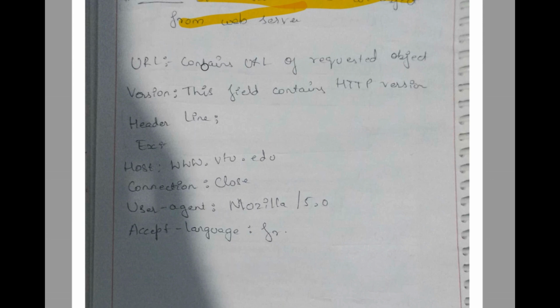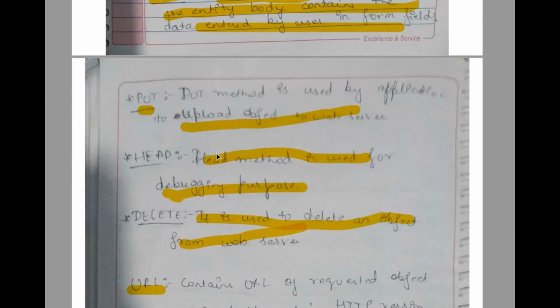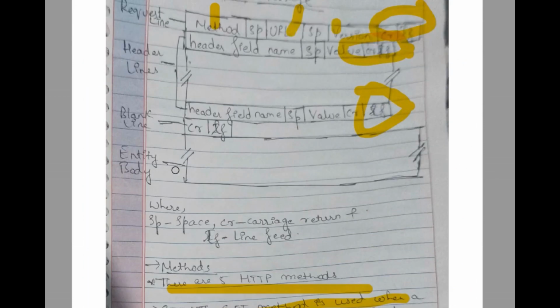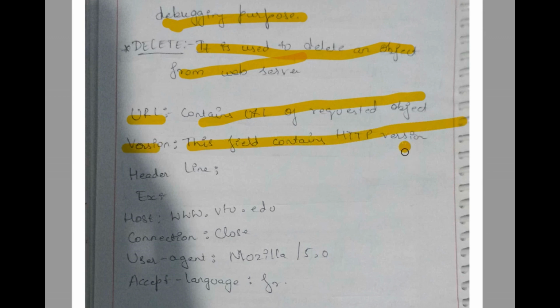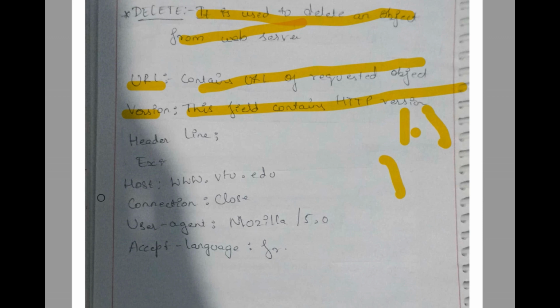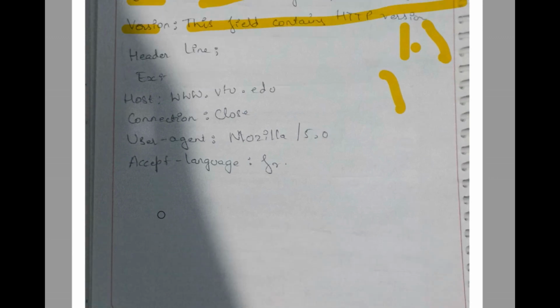URL. First, we have studied the method field, now we are studying the URL field. The URL field contains the URL of the requested object. Next, the version field contains the HTTP version, whether it is 1.1 or 1.0, etc. Header lines, and you have to write this example: host www.vtu.edu, connection close, user agent Mozilla 5.0, accept language FR.